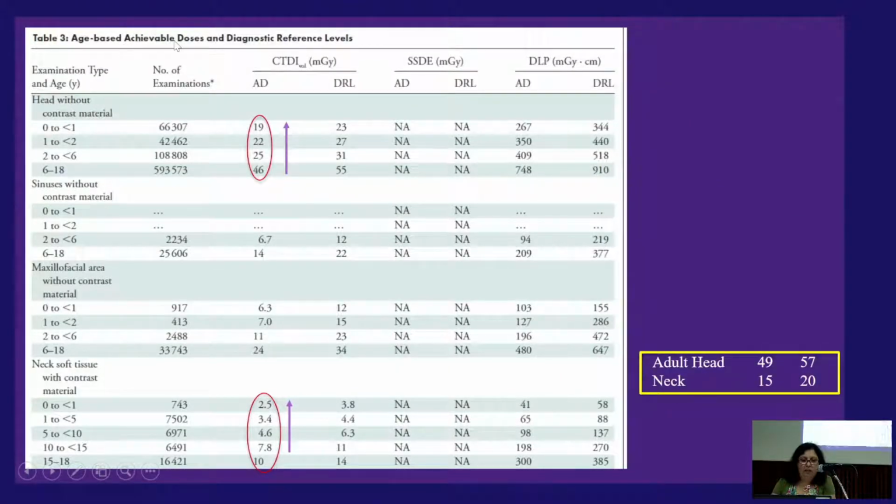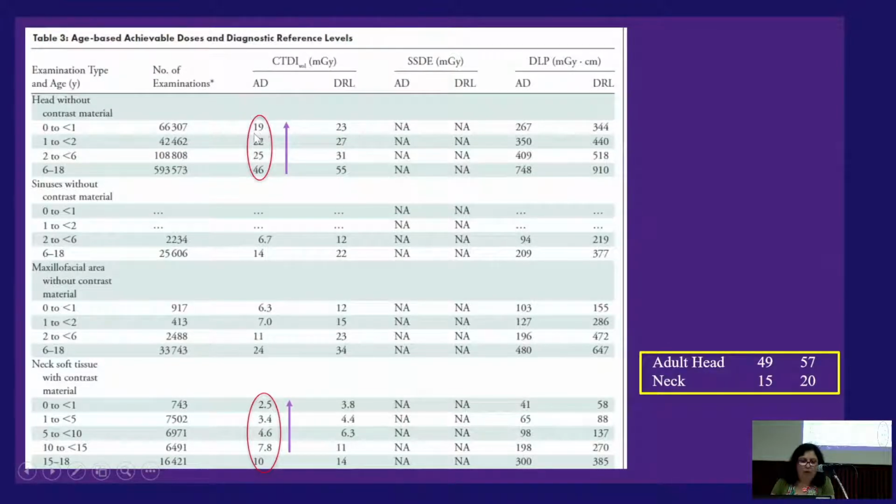This is the achievable dose and the diagnostic reference levels, CTDI-vol, SSDE, and DLP for our head exams. And so let's look at head without contrast. This is a function of age, 0 to 1, 1 to 2, 2 to 6. And as I told you, pediatric heads beyond age 6 are pretty much scanned with an adult protocol because their head size does not change. And what's good to see is that the dose is increasing with age, which is the way it should be. That means we are child sizing our protocols as we are scanning babies.